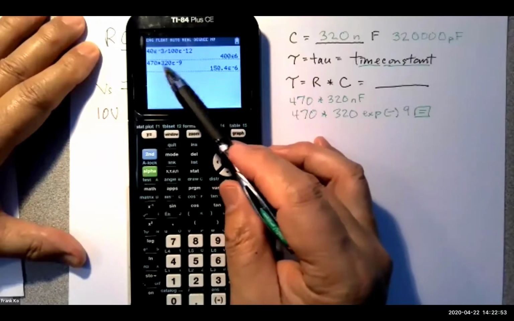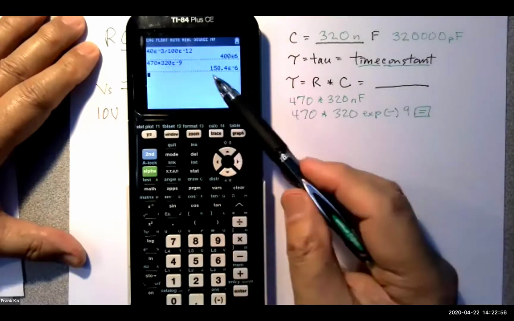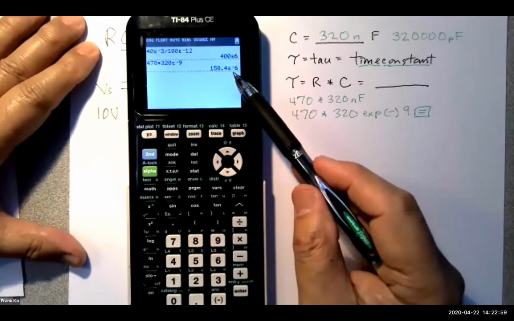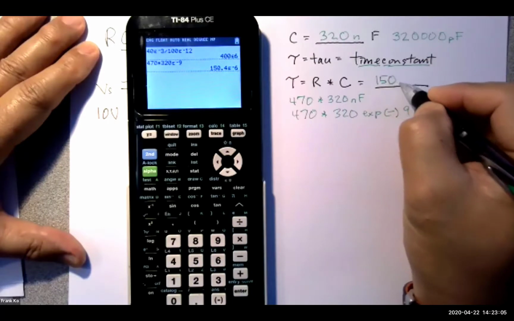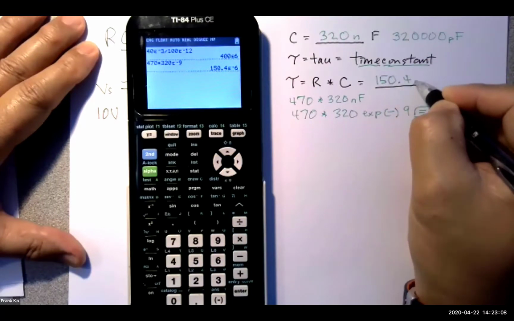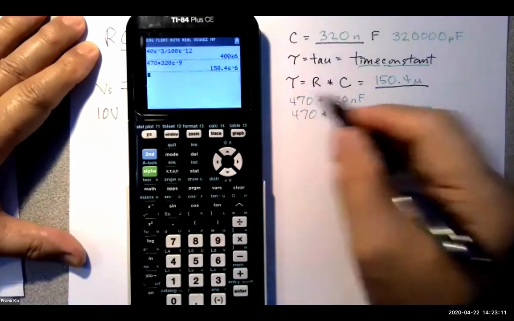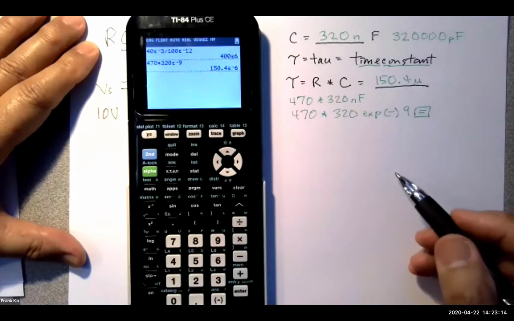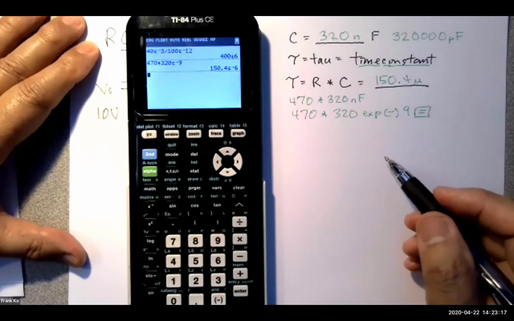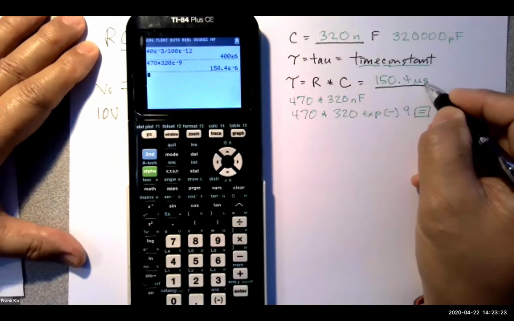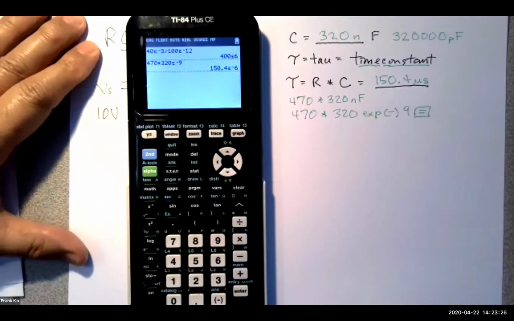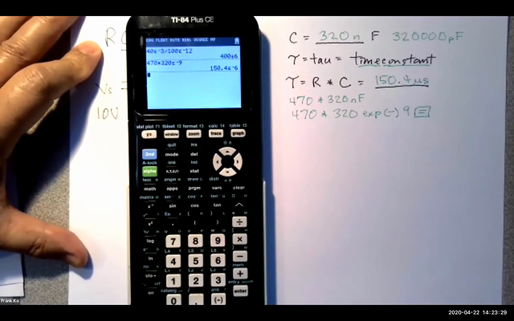So I have the 470 times the 320 exponent -9. I get 150.4 exponent -6. That was called out correctly as 150.4 microseconds, micro being the -6. Tau, in units of time, is not in farads, ohms, volts, or amps. Time is measured in what units, my friends? Seconds, shown with a lowercase s, not a capital S. Capital S is a unit of conductance called Siemens. So is everybody okay with one time constant being 150.4 microseconds?